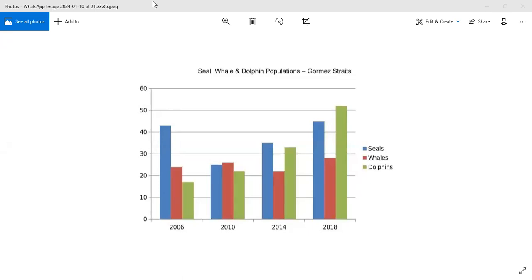The above chart shows the population of seal, whale, and dolphin in an area named Gourmet Strait between the years 2006 and 2018. In 2006, the population of seals was around 42%, and the number of whales was 22%. The number of dolphins was not more than 20%, it was like 18%.